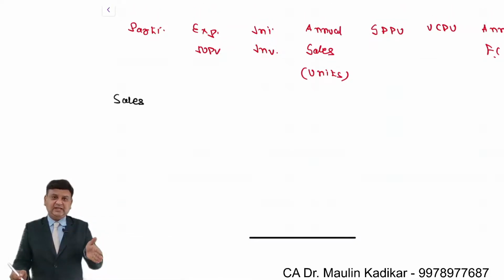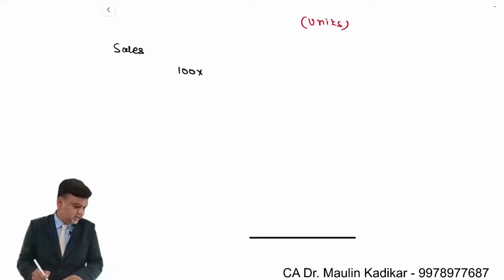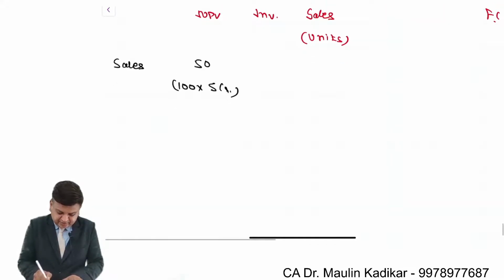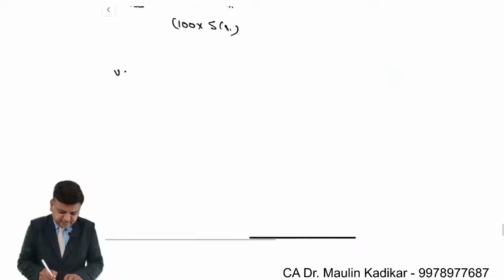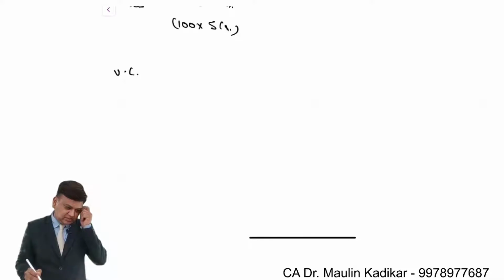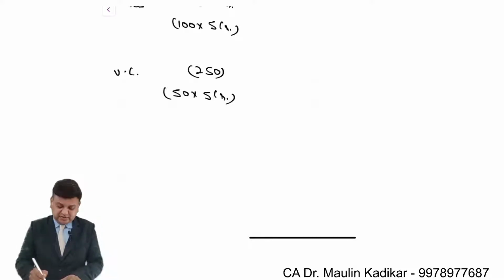Column number 1, in that, say I am writing the sales particulars. Selling price per unit is 100 and sales units is 5 crore. So this is an amount of 500 crore. Next is the variable cost. It is 50 rupees per unit, again into 5 crore. That is 250 crore.